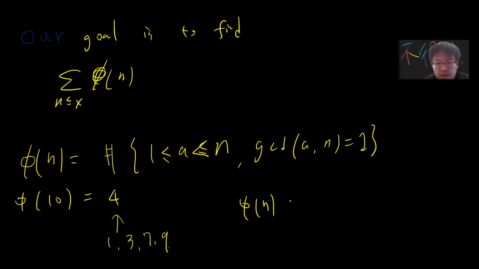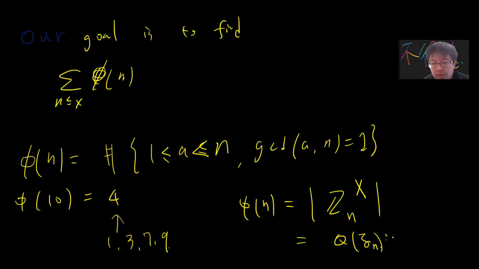You can prove that phi of n is defined to be the order of the multiplicative group modulo n. Another definition is the dimension of this cyclotomic field with rational coefficients, where this zeta n is e to the 2 pi i divided by n. So this is also another definition.